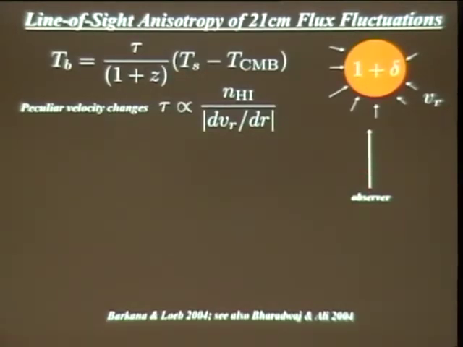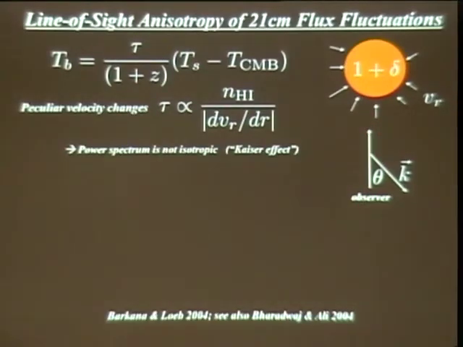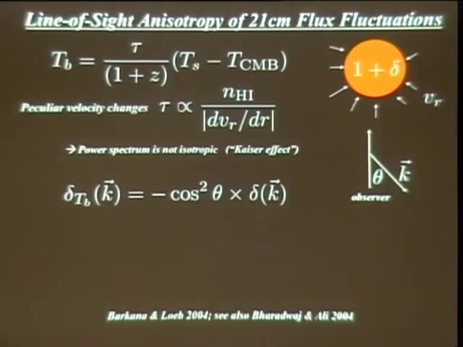So the observer is looking at this region. And you can decompose the density field once again into Fourier modes. So for a given wave number k, or wave vector k, there is an angle between the direction of the wave vector k of the Fourier mode and the line of sight to the observer. And you can show that the power spectrum is not isotropic anymore because it depends on this angle. The velocity gradient due to the infall of gas onto a given region makes the brightness dependent on the direction of k, not just the amplitude of k.